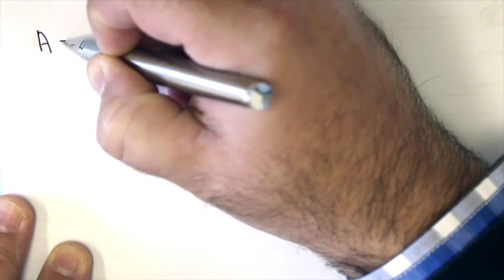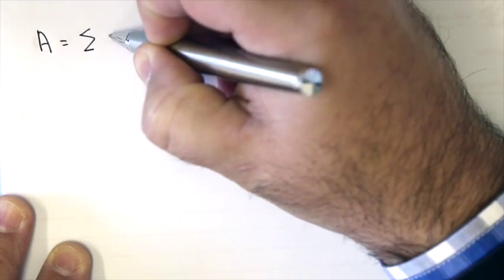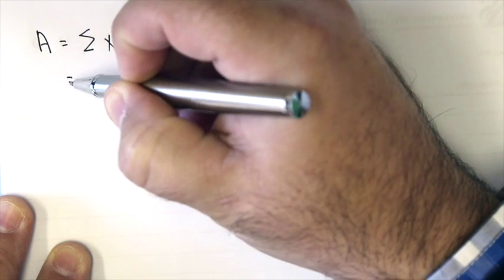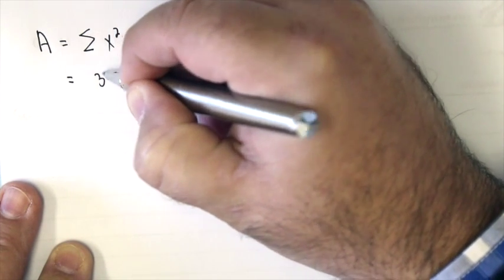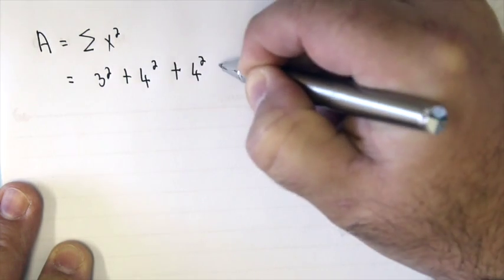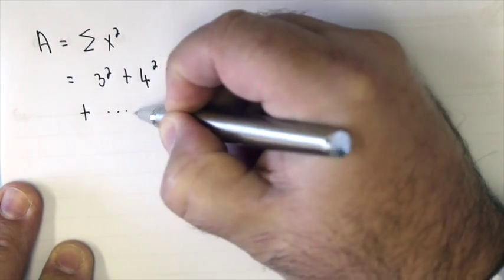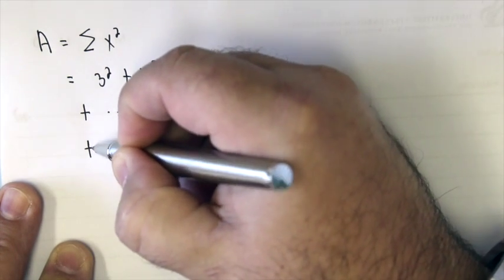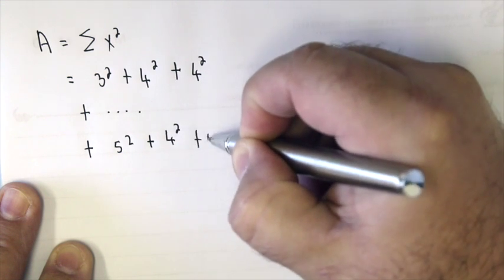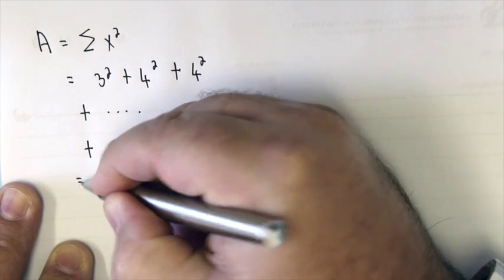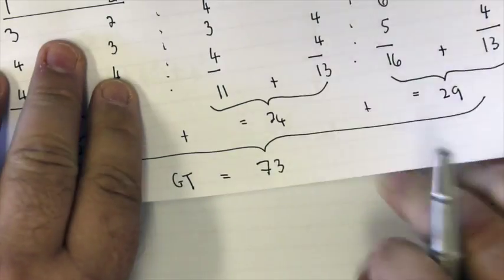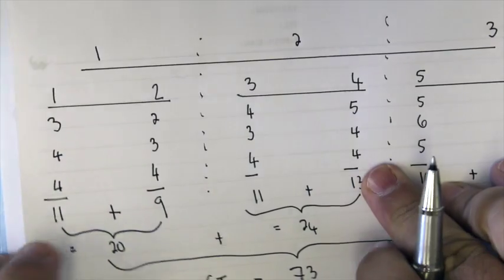The first one is A, and A is just the sum of the square of all the x's. So that means that in our data set it is 3 to the power 2 plus 4 to the power 2 plus 4 to the power 2 plus the next column plus the next, and it ends with 5 to the power 2 plus 4 to the power 2 plus 4 to the power 2, and that gives us a grand total of 311.